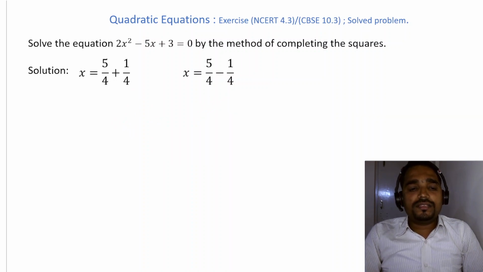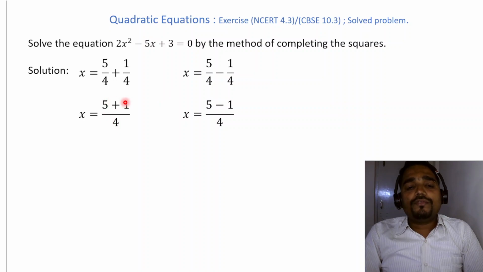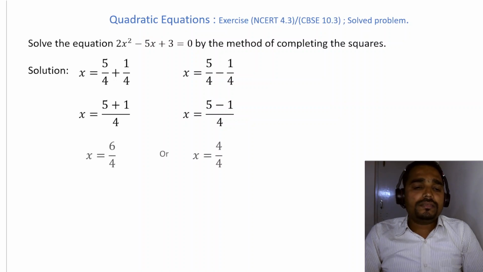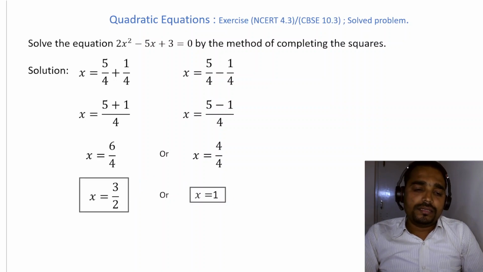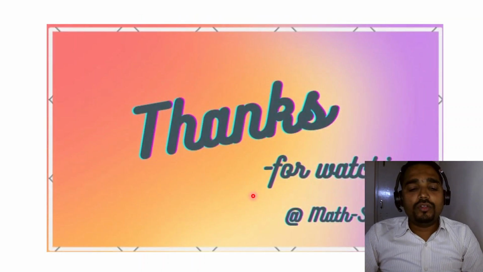Let us take 4 as LCM for both the cases, and we see that in the numerator it is 5 plus 1 and here it is 5 minus 1. This is 6 by 4 or 4 by 4. Upon simplification, we are getting x to be 3 by 2 or x is equal to 1. That is, these are the required answers. That is, x is equal to 3 by 2 and x is equal to 1. This completes the method of completion of squares.